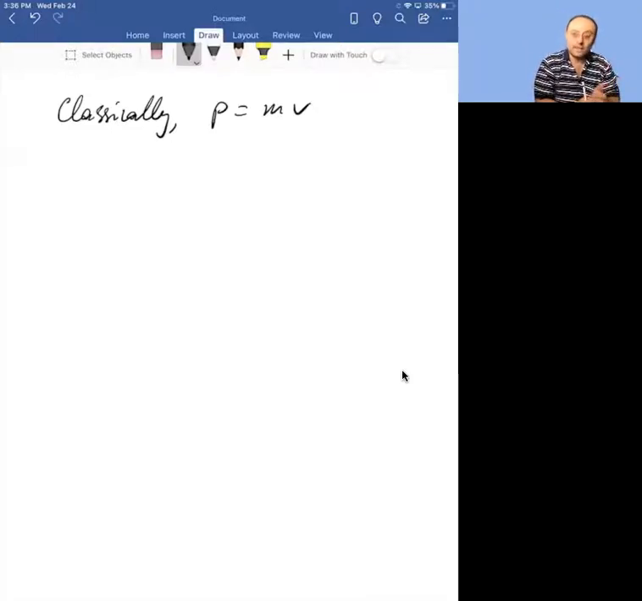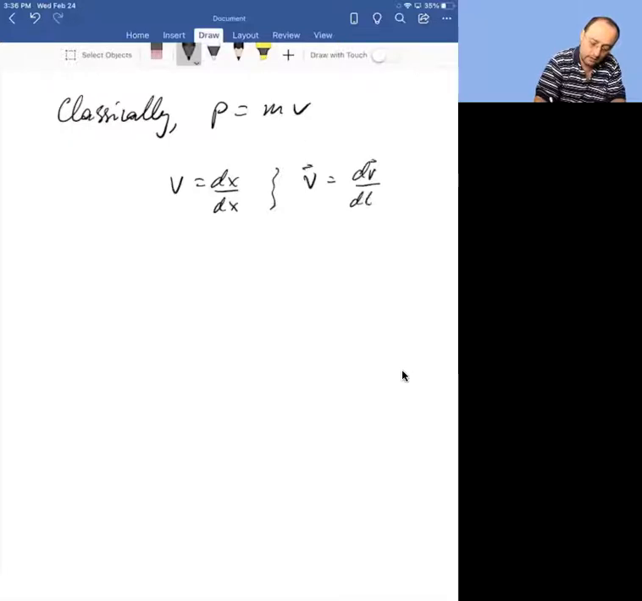Now, when you look at this, you think v, well, that's just dx dt, or in higher dimensions, you think of velocity vectors, the derivative of the position vector. This is not allowed in quantum mechanics. Why is that not allowed? Because saying things like that is equivalent to saying that you have a trajectory information.